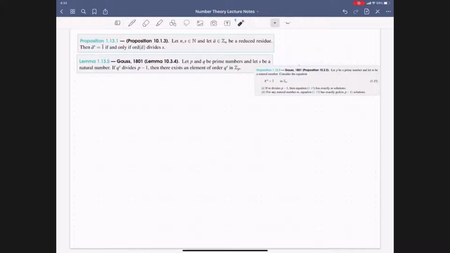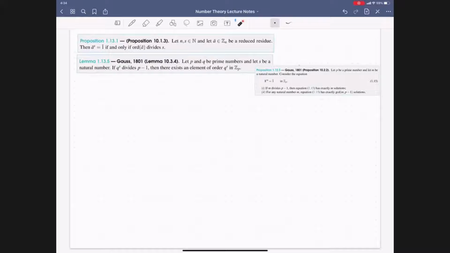So the next result we are going to prove is the following lemma. Now we're going to take p and q to be prime numbers, s to be a natural number, and we are going to assume that q to the s divides p minus 1. In other words, this is also saying that q and p have to be distinct primes. And we want to show that if q to the s divides p minus 1, then we can find an element of the integers modulo p whose order is q to the s.